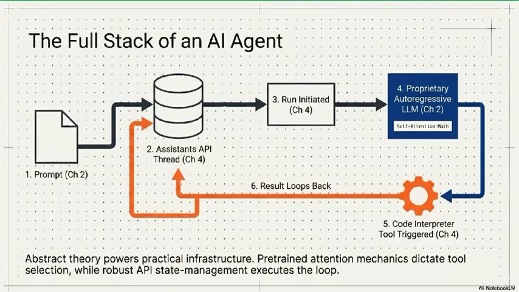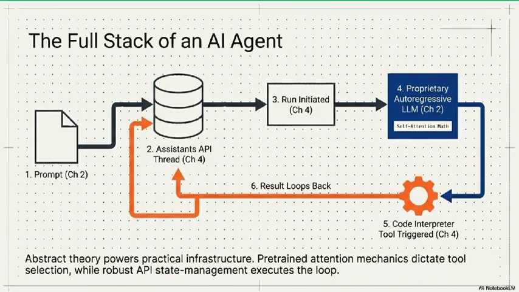Step 6. The hard mathematical result from that Python script loops all the way back around, is handed to the orchestrator, and is appended into the thread as the final answer. What is truly fascinating about this 6-step loop is the core thesis of the blueprint, stated right at the bottom: abstract theory powers practical infrastructure. That's a great line. You cannot separate the deep math from the practical application. The pre-trained attention mechanics from step 4 are the exact mechanism that dictates which tool to select in step 5. Right. It mathematically calculated the highest probability for success, and the robust state management infrastructure ensures nothing is dropped along the way. It is a perfect closed-loop machine.